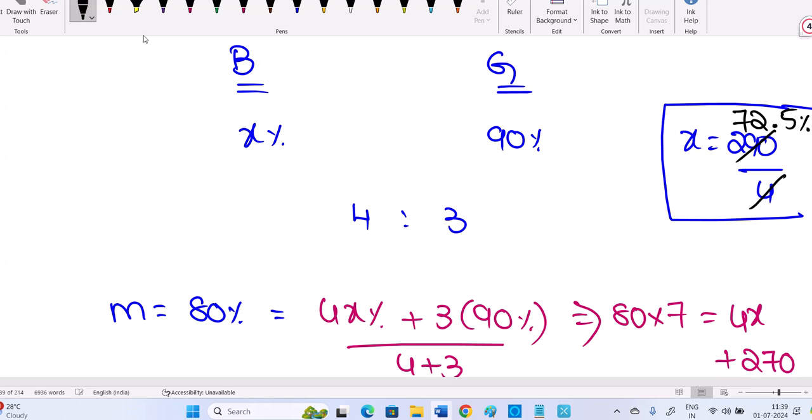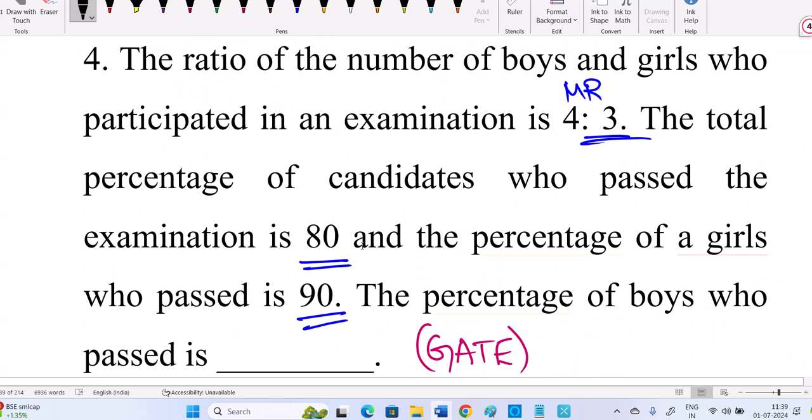Boys pass percentage is X%, we're assuming. Girls pass percentage is 90%. Overall pass percentage is 80. They are mixed in the ratio 4 is to 3. So you just cross multiply this. See, this is the scenario. Mixed ratio is given. Total pass percentage is given. Girls pass percentage is given. You have to calculate the boys percentage.